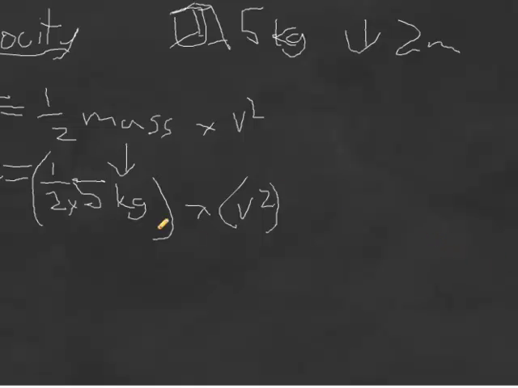So basically, first of all, we solve for the first bracket, which is half of 5, and hopefully you all know that that is 2.5 kilograms times velocity to the power of 2.